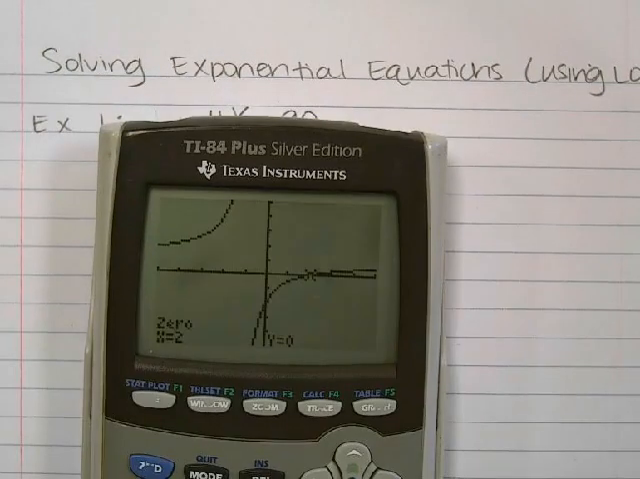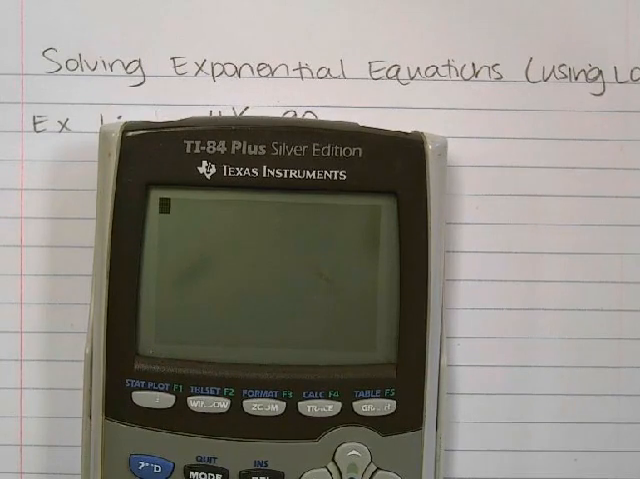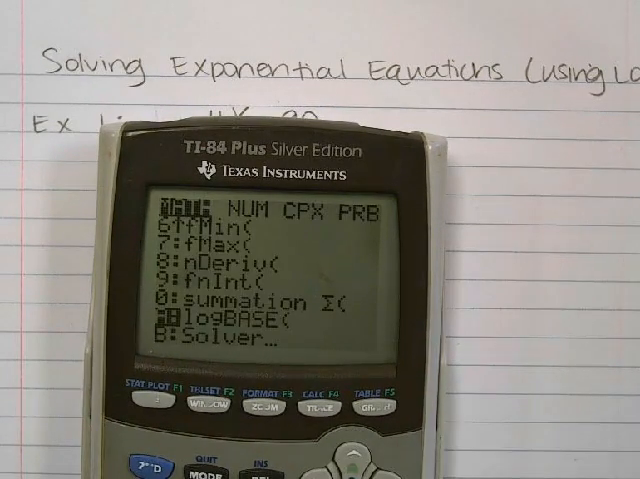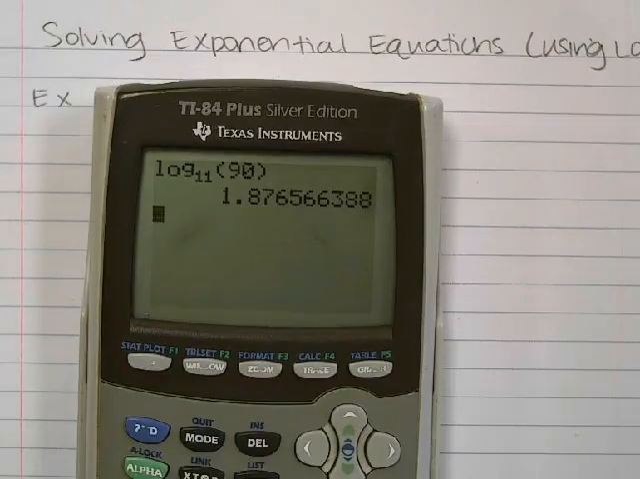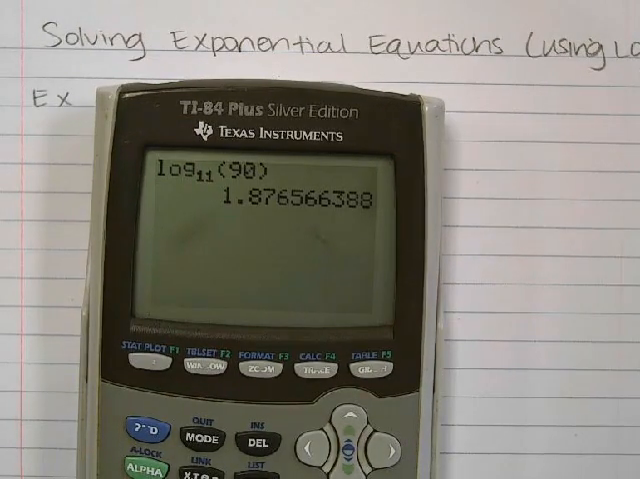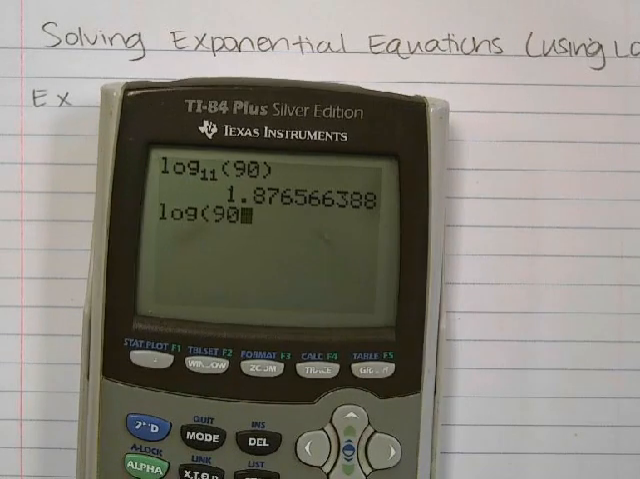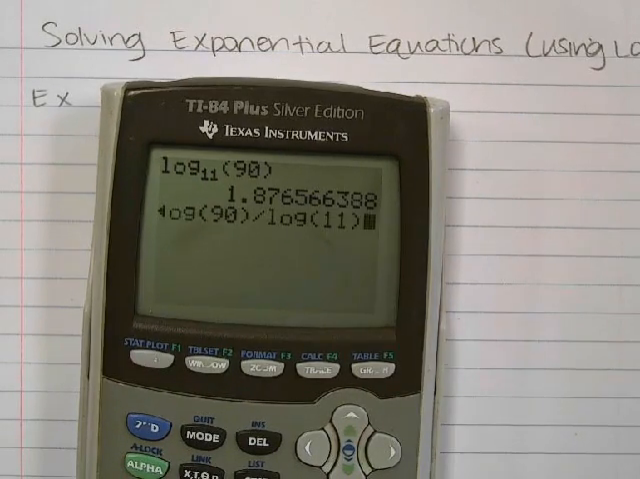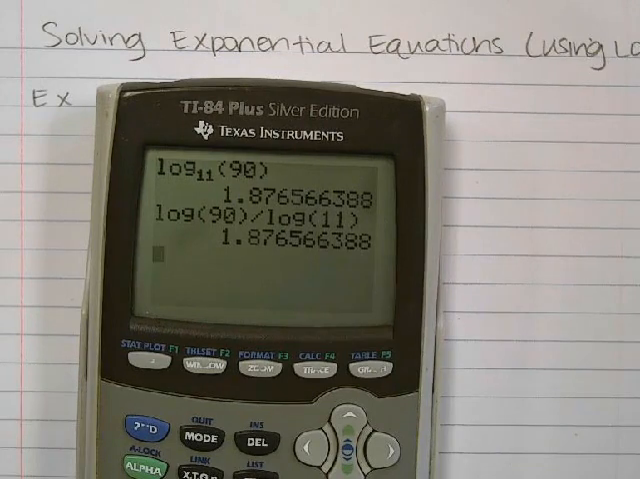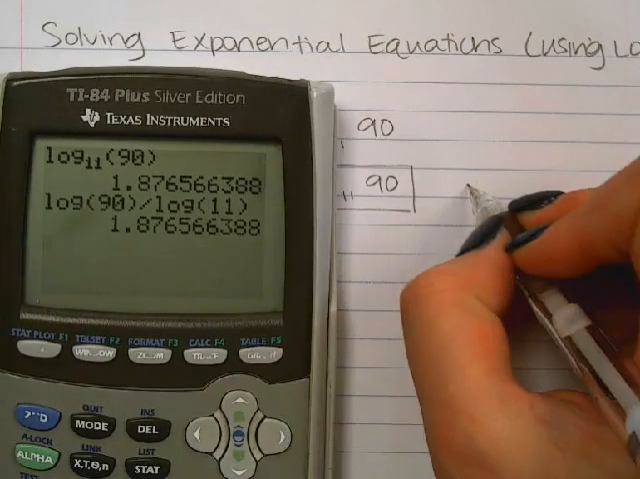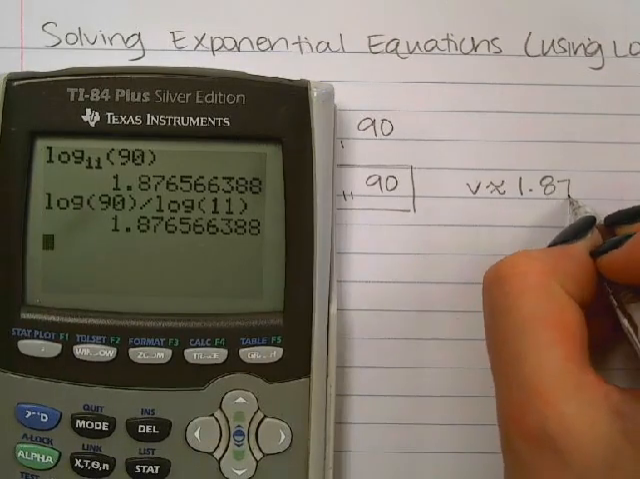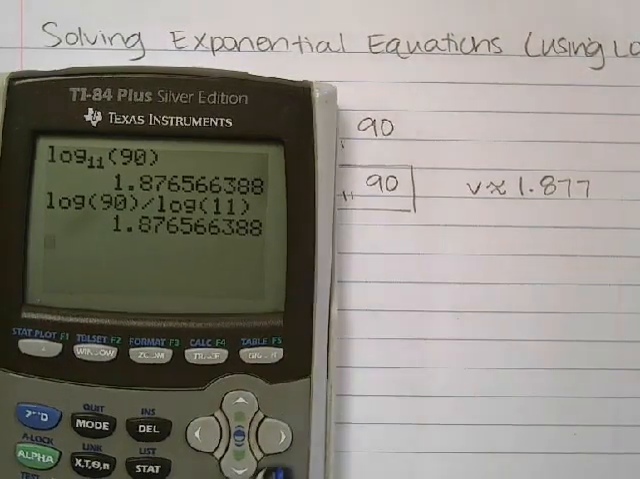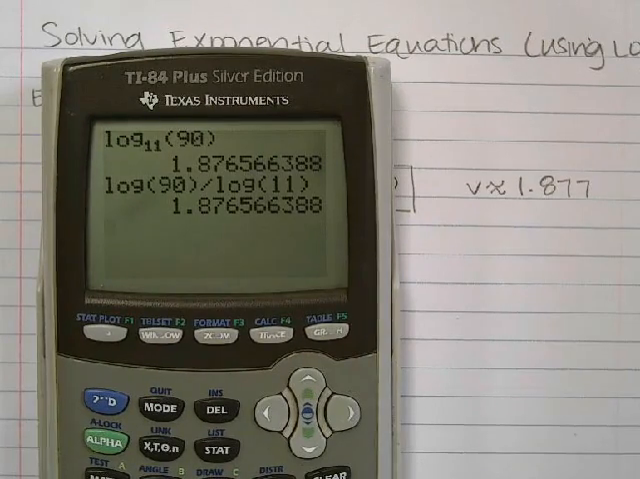Those of you with new calculators are going to hit math up, log base 11 of 90. Those of you with old calculators are going to use the log button, and you're going to say log 90 divided by log 11. And we'll use 3 decimal places, 1.877. And actually, let's go ahead and check the answers as we go today.